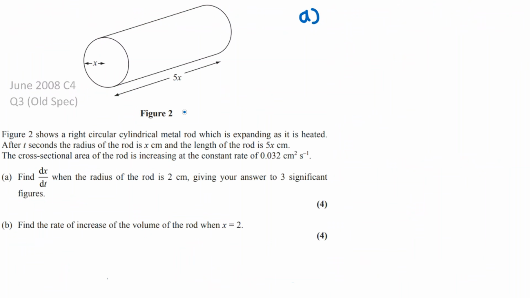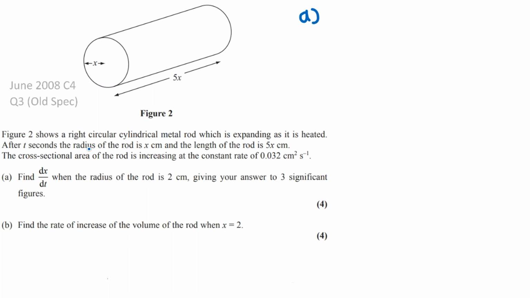So here's another example of a past paper question where we're told about figure 2, which is this here, a cylindrical rod which is expanding as it's heated. We're told that the radius of the rod is x and the length of the rod is 5x, and that the cross-sectional area, which is this circle face here, is increasing at a constant rate of 0.032 centimeters squared per second. We need to find dx over dt when the radius of the rod is 2 centimeters.